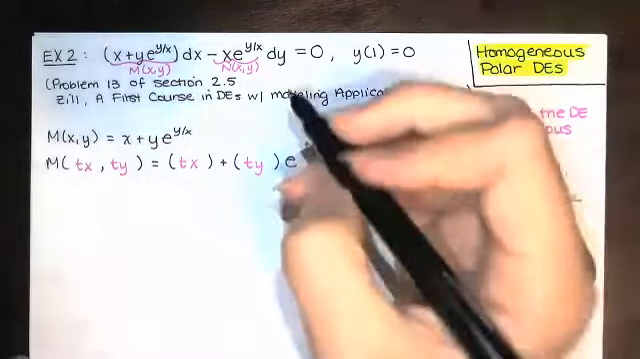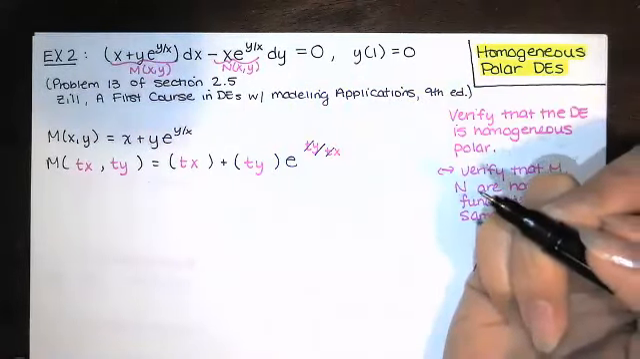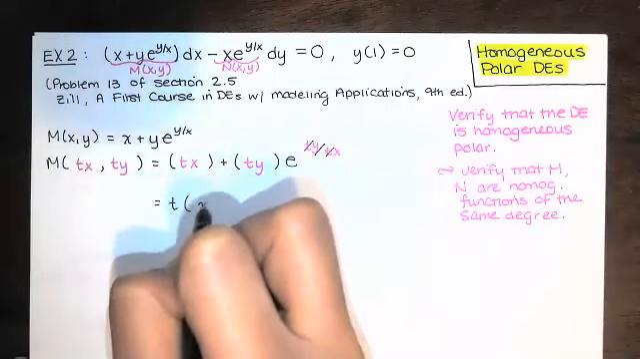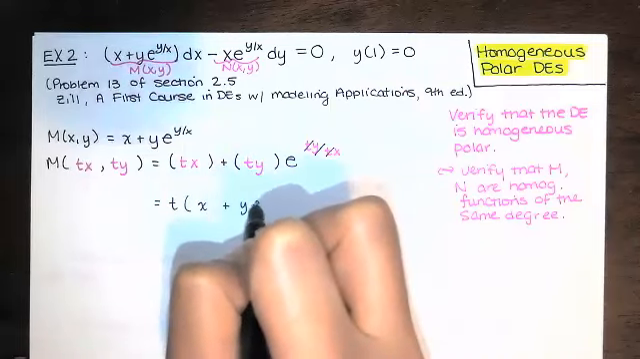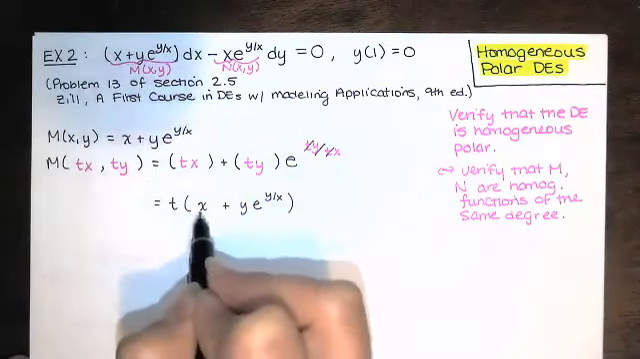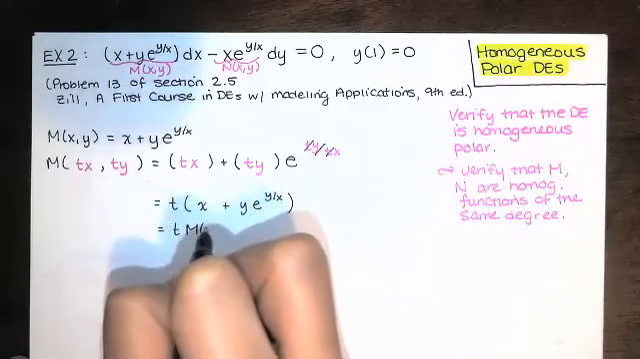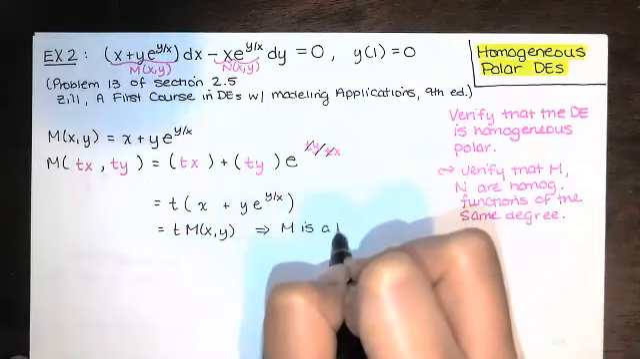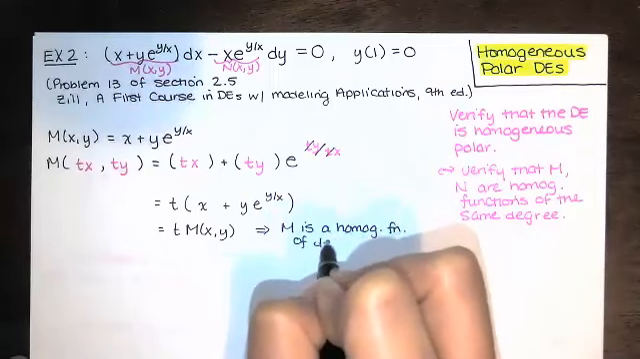So I've got this here. ty over tx just simplifies to y over x, the t's reduce. And then I've got a tx here and a ty there, so I can factor out my t from both of them. t times x gives me my first term, and t times y times e to the y over x gives me my second term. So that's t to the first times this function. Well, that function is M. So that's great news. That means M is a homogeneous function of degree 1.